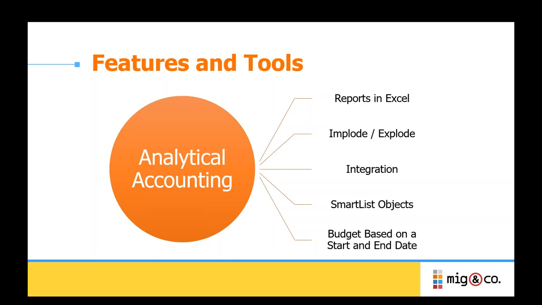Oh, so also for analytical accounting, we can do reporting in Excel. We can implode or explode. That just means we can roll it up, roll it down. There is integration with Management Reporter and with Smart List objects. When you install analytical accounting, there are Smart List objects that are automatically created. And you can create budgets based on the start and end date as well.